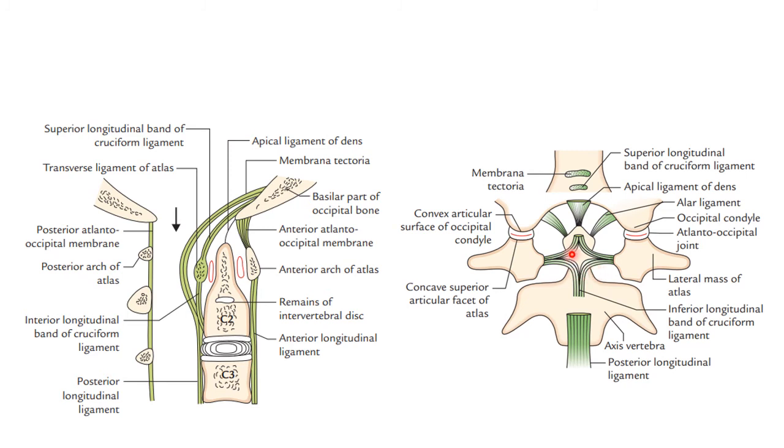The transverse ligament embraces the narrow neck of the dens and prevents its backward dislocation.